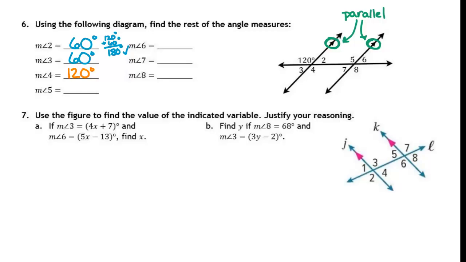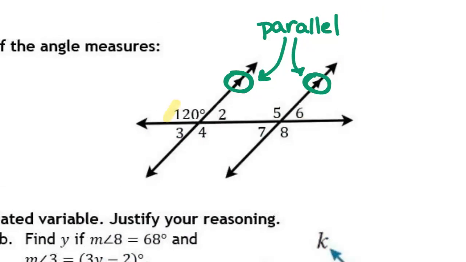All right. We have the 120 degree angle right here. And I want to figure out angle 5. Because angle 5 touches a different line than the 120 degree angle, touches a different parallel line, it's not going to be vertical angles or a linear pair.